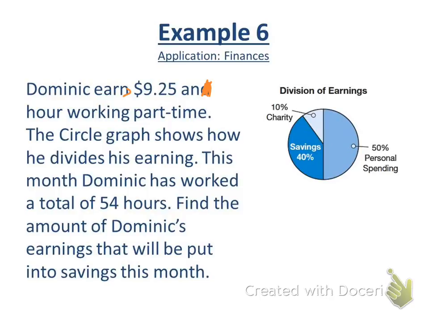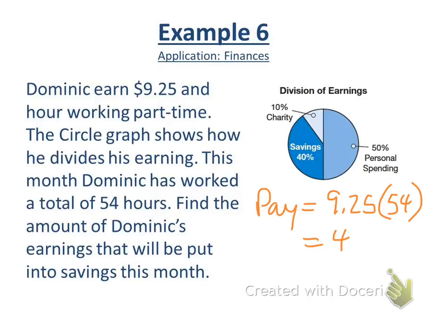So what do we need to do? What's the process look like for this problem? Multiply 9.25 times 54. His total pay is going to equal 9.25 times 54. It's 9 times 54, which is 486. Plus 25% of 54, which is 13.50. So $499.50. Perfect. Okay.